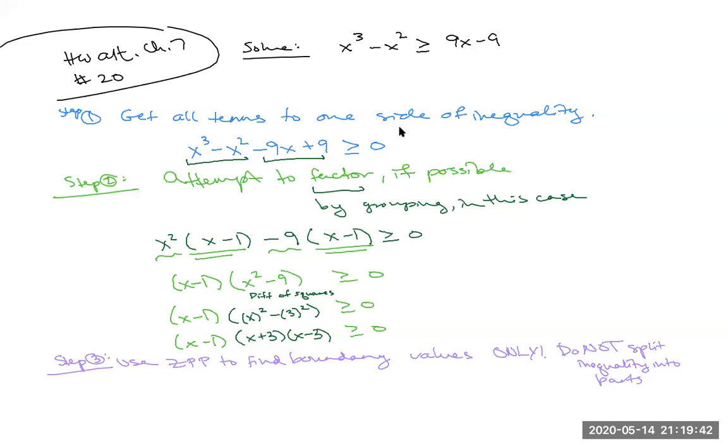Okay, so again, just in red to make sure what I mean by this, don't say, okay, x minus 1 can be greater than or equal to 0, or x plus 3 can be greater or equal to 0, or x minus 3 can be greater or equal to 0. You can't do this. Okay?